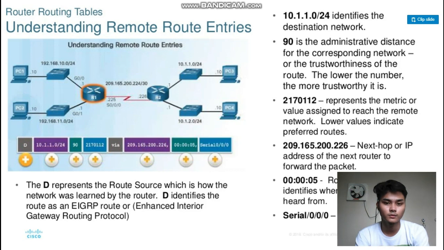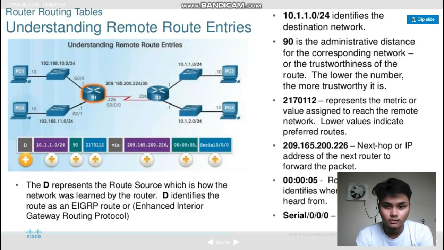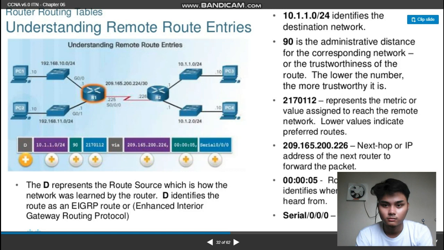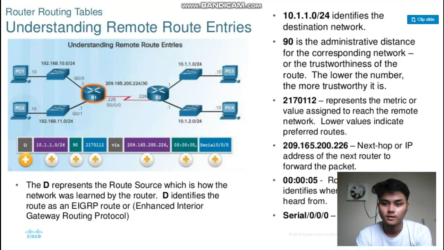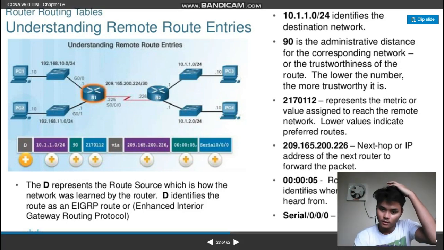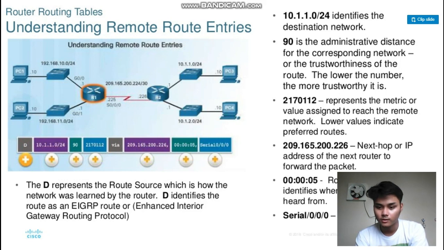So, understanding remote route entries. 10.1.1.0/24 identifies the destination network here. 90 is the administrative distance, and 2170112 represents the metric or value assigned. The next hop is the IP address of the next router, the route timestamp identifies when the route was last heard, and serial is the outgoing interface.